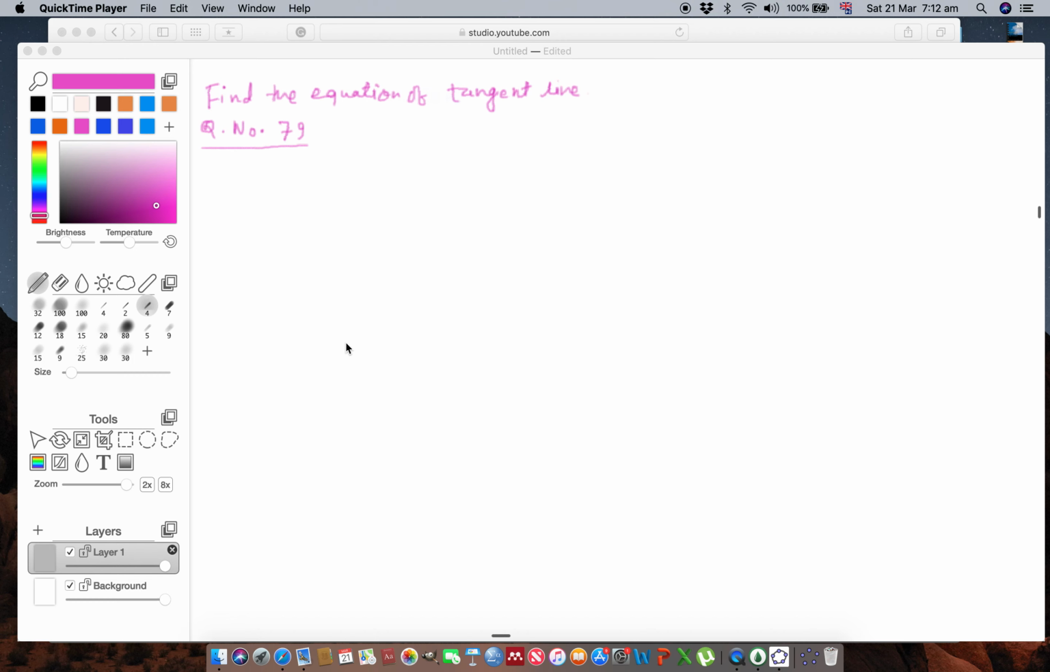Okay, now let's begin our second question. I took this from our textbook, question number 79, which is about finding the equation of a tangent line.